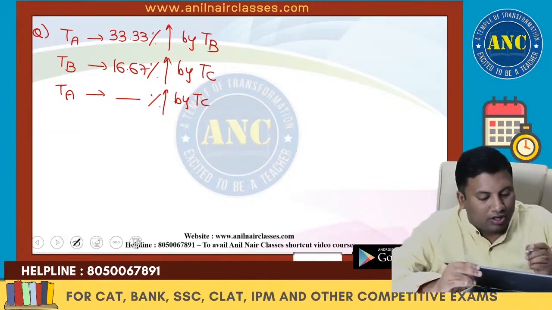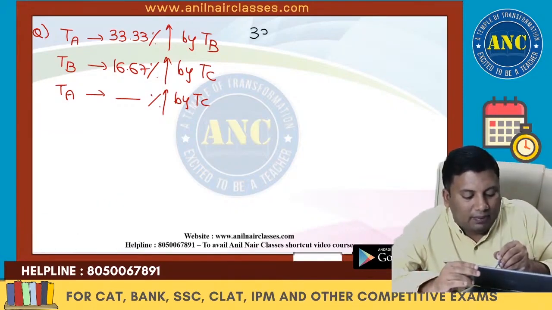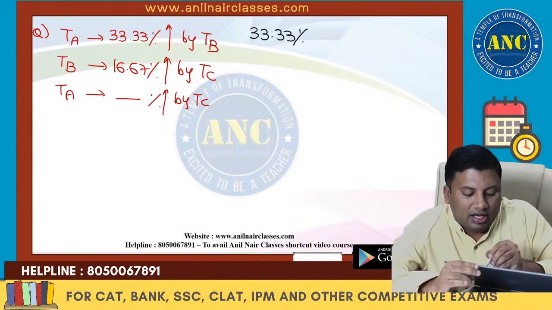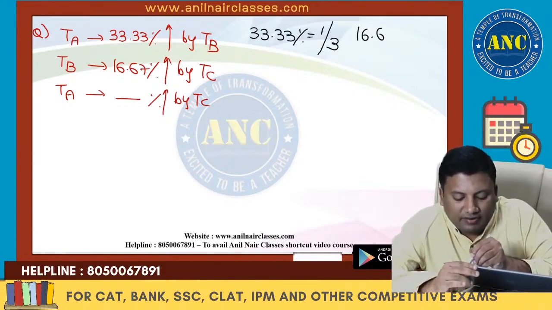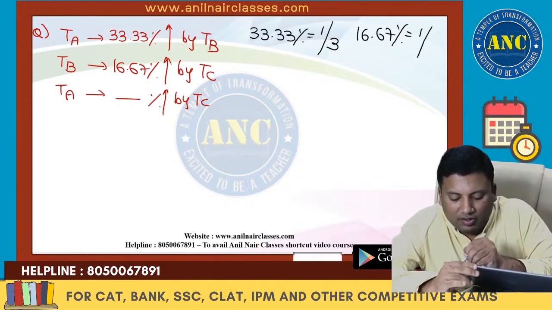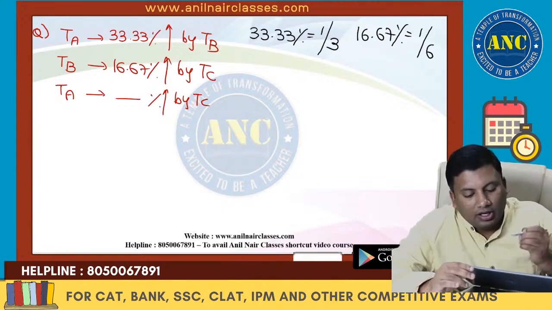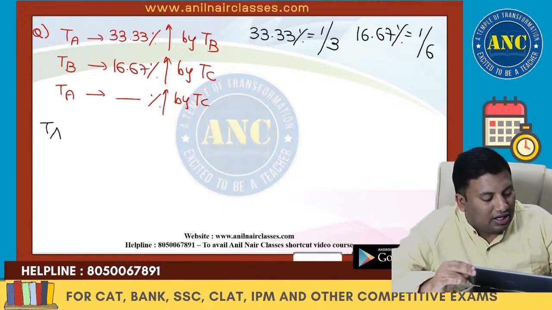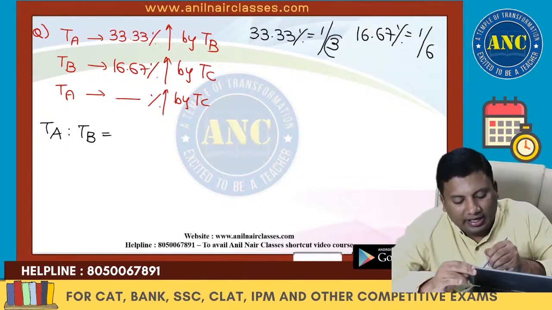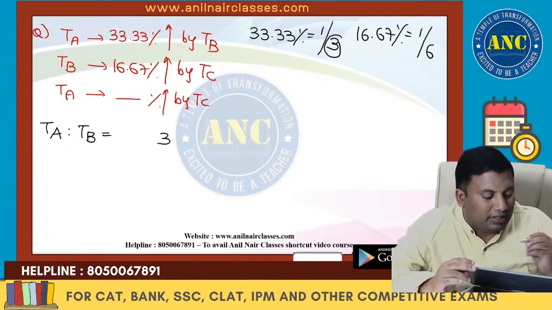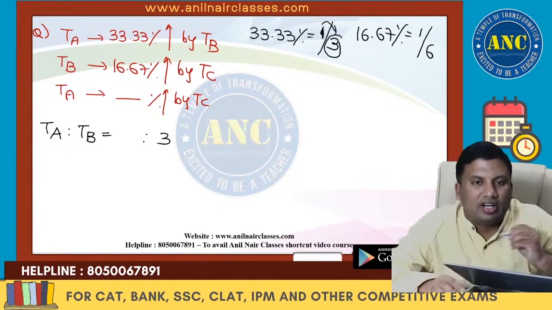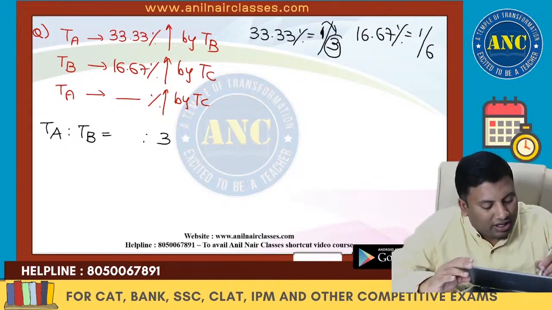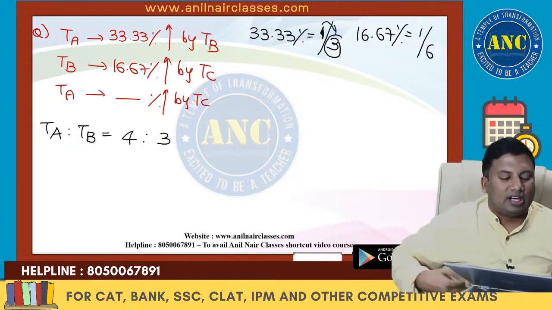Listen carefully to these models, sir. First thing, 33.33% converted into fraction 1 by 3. 16.67 converted into fraction 1 by 6. Now, denominator, it is always the initial value. TA is to TB. Denominator, it is 3. That means if time taken by B is 3 days, numerator, it is always change. A will take 1 day more than 3. It is nothing but 4.